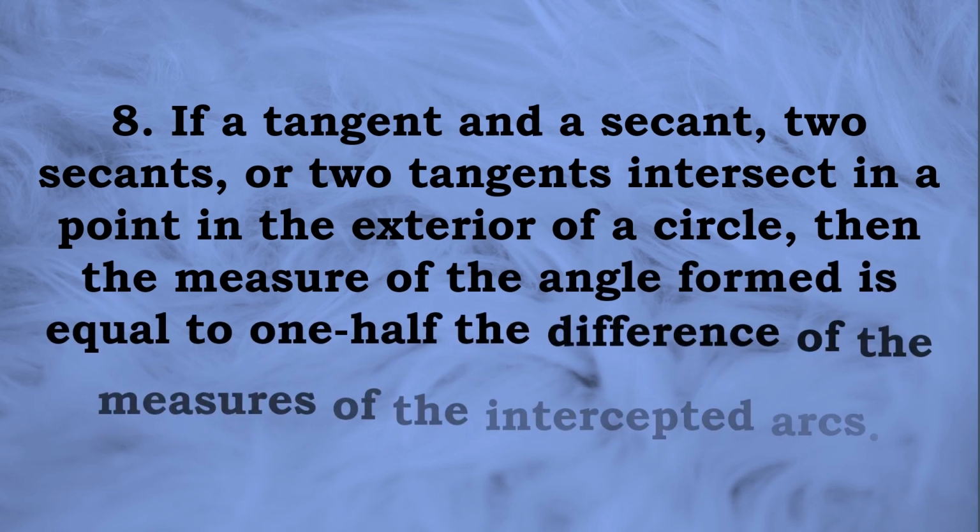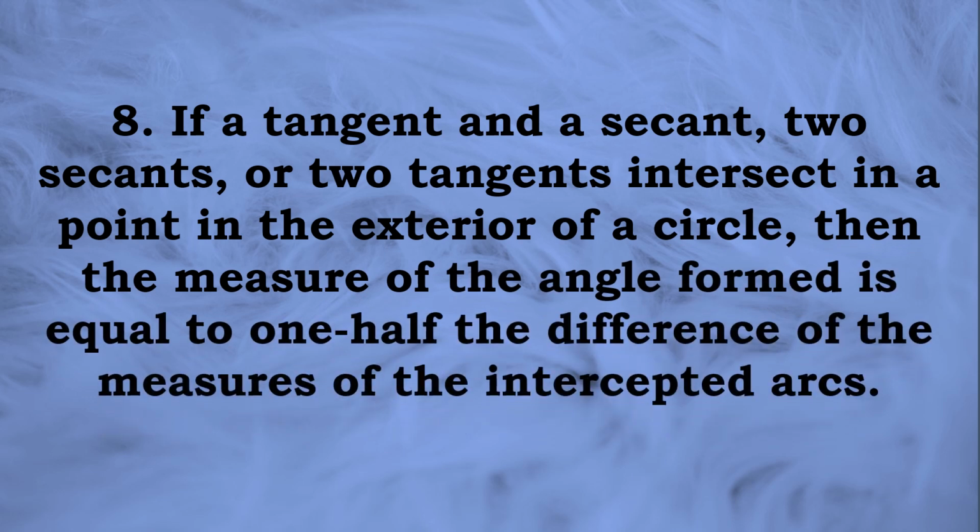If a tangent and a secant, two secants or two tangents intersect in a point in the exterior of a circle, then the measure of the angle formed is equal to 1/2 the difference of the measures of the intercepted arcs. So, anong kaibahan nito ng number 6 kanina? So, ito naman ay binubuo ng tangent secant, o kaya ay 2 secants, o kaya ay 2 tangents. So, pag nag-intersect sila, automatic, nagkakaroon ng angle form. Ngayon, yung pinaka-intersection nilang point ay nasa labas ng circle.